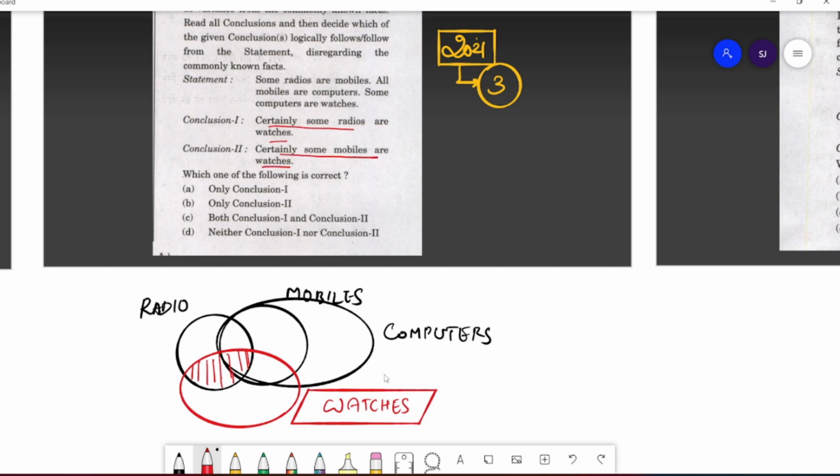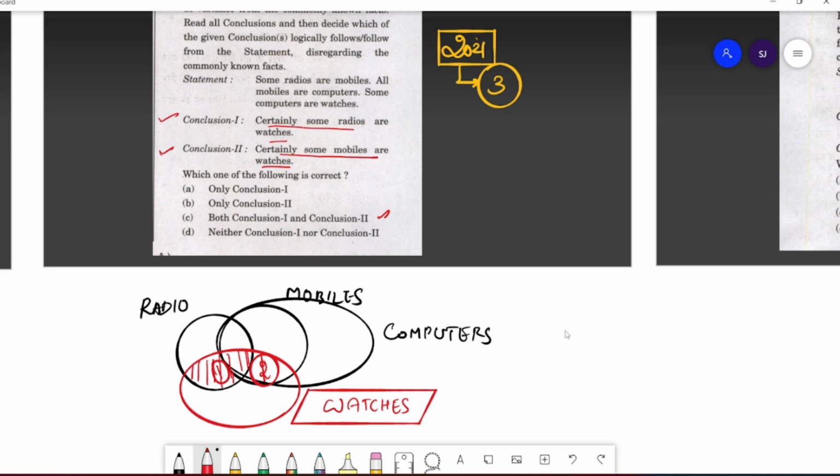Certainly some mobiles are watches means, in this diagram, some mobiles are watches only. Same way for the second portion. See, this is the first portion. So both the statements read right using this diagram. So should we go for conclusion 1 and 2? No, because we can diagrammatically represent this in a different manner. So we should think about how to represent it.